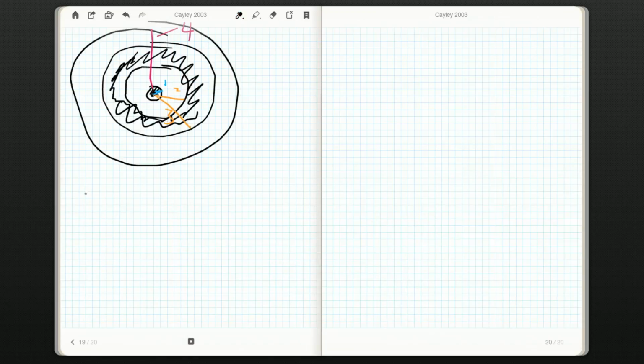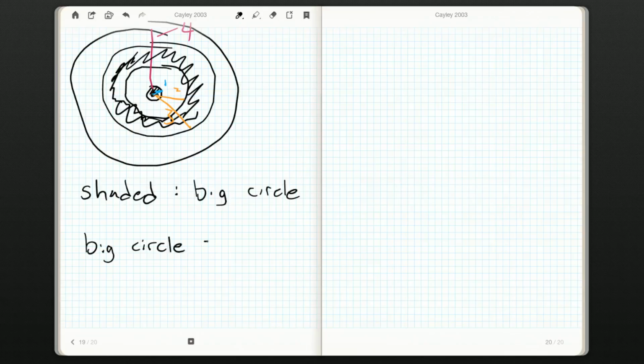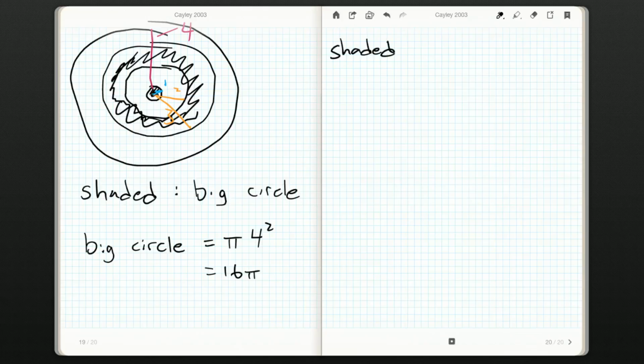So we want shaded region to area of big circle. Well, it's really easy to get the big circle's area. It's pi r squared, where r is the radius. So the radius is 4, so it's going to be pi times 4 squared, or 16 pi. Okay? Now if I want the area of the shaded region, the shaded region is that inner dot plus the outer ring.